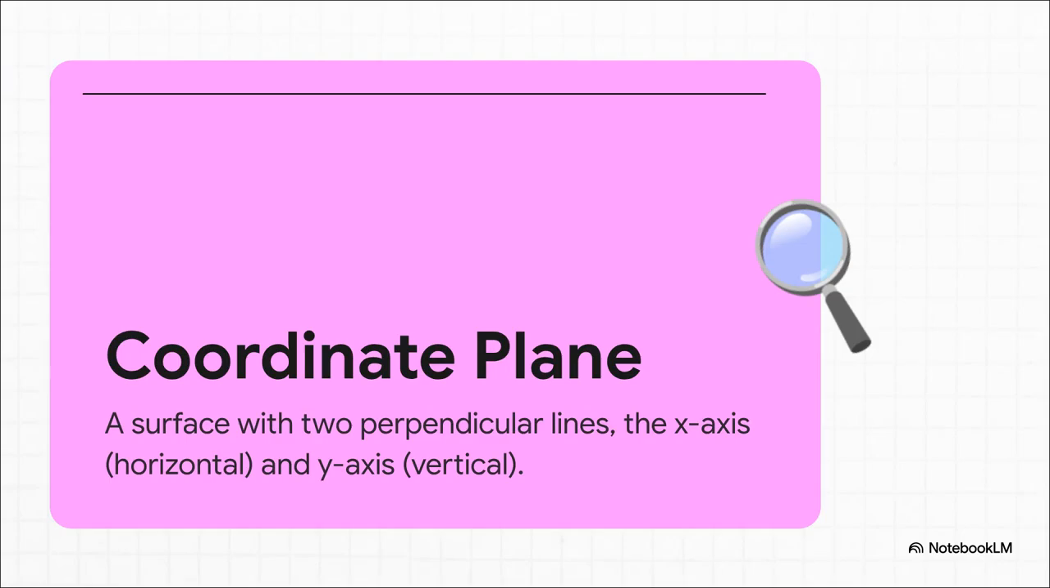It looks complicated, but it's really just two number lines that cross each other. The one that goes side to side, that's the x-axis. Think of it as your left and right instructions. The one that goes up and down is the y-axis, your up and down instructions. And that super important spot right in the middle where they meet, that's our starting point. We call it the origin, and its address is always 0, 0.